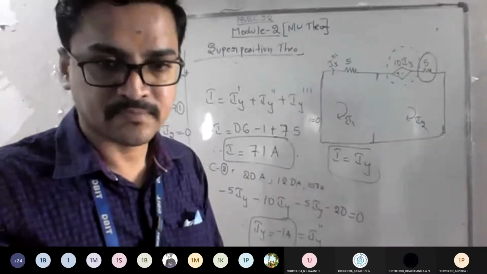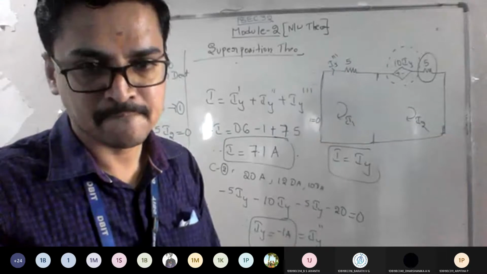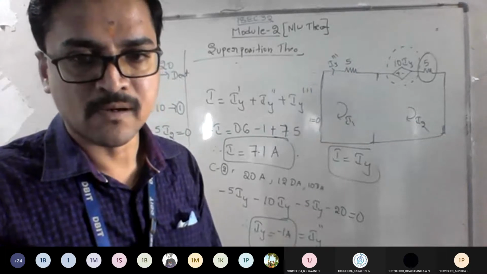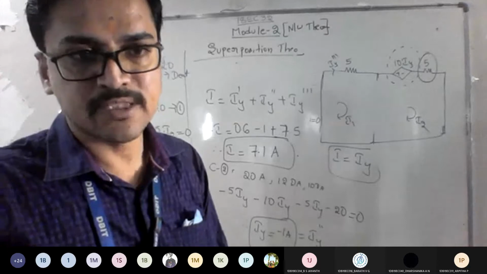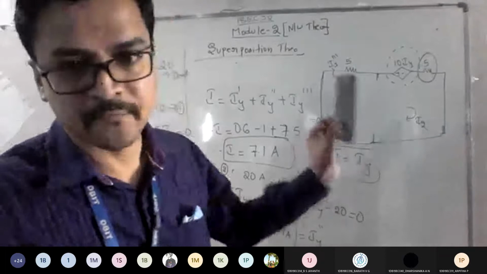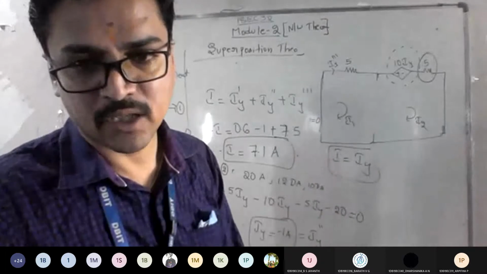Understood, everyone now? Am I clear? Yes, sir. So this is the way you need to solve for superposition theorem, especially with dependent type of problem.